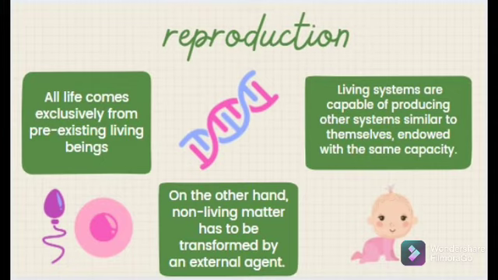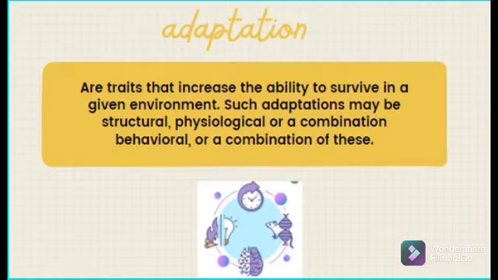Reproduction. All life comes exclusively from pre-existing living beings. On the other hand, non-living matter has to be transformed by an external agent. Living systems are capable of producing other systems similar to themselves, endowed with the same capacity.